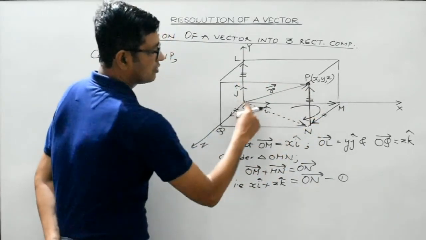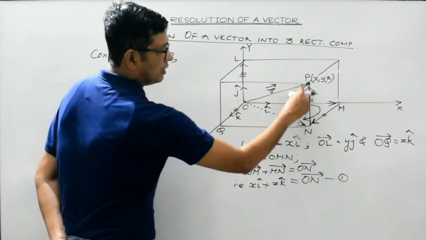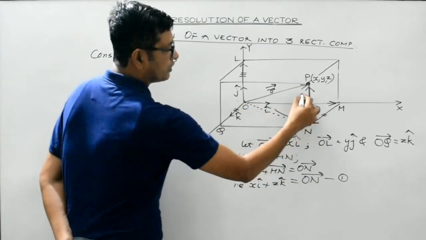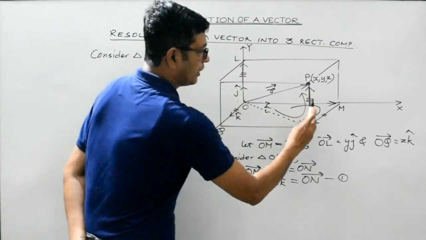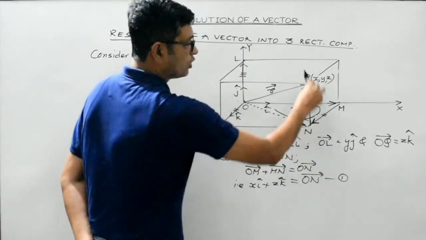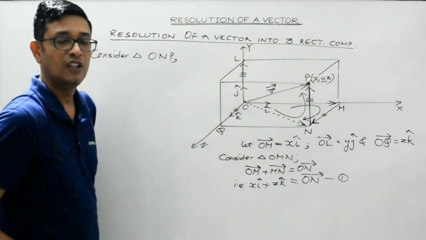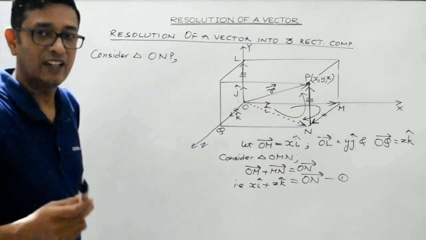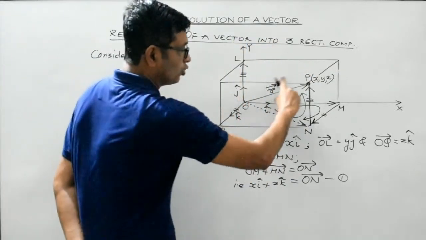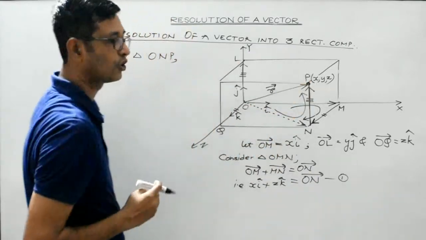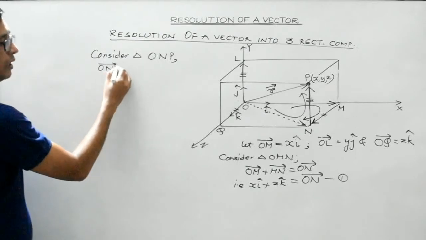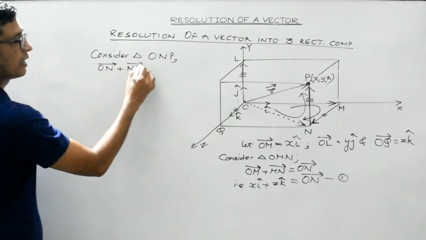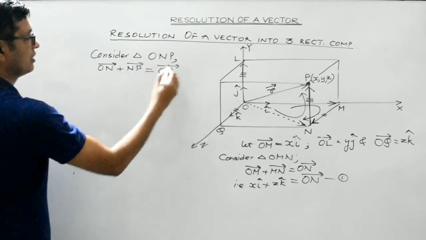Now consider this triangle, this one. ON vector plus NP vector. These are the two sides of the triangle taken in the same order. So the vector resultant as per triangle of vector addition would be given by the closing side of the triangle taken in the opposite order. So let's make use of triangle of vector addition. What do you get? ON vector plus NP vector is equal to OP vector.